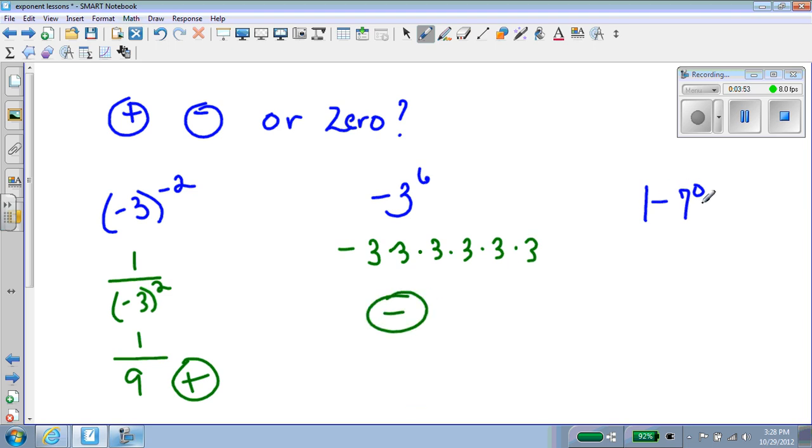What about 1 minus 7 to the 0 power? Well, 7 to the 0 power is 1. 1 minus 1, 0. So there are some problems where we have to figure out whether it's positive, negative, or 0.